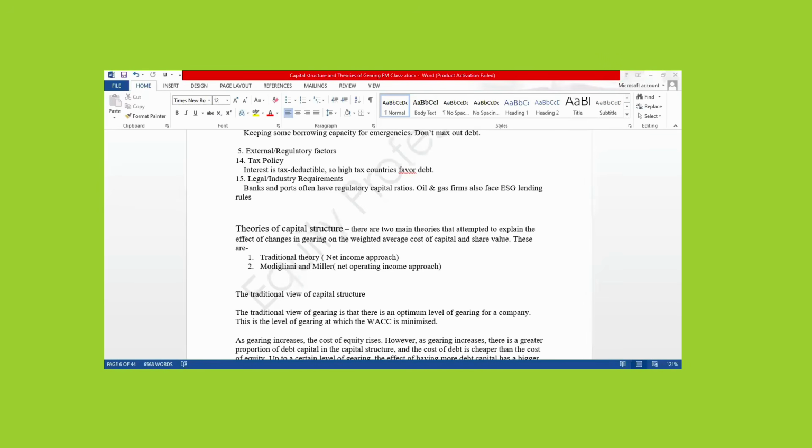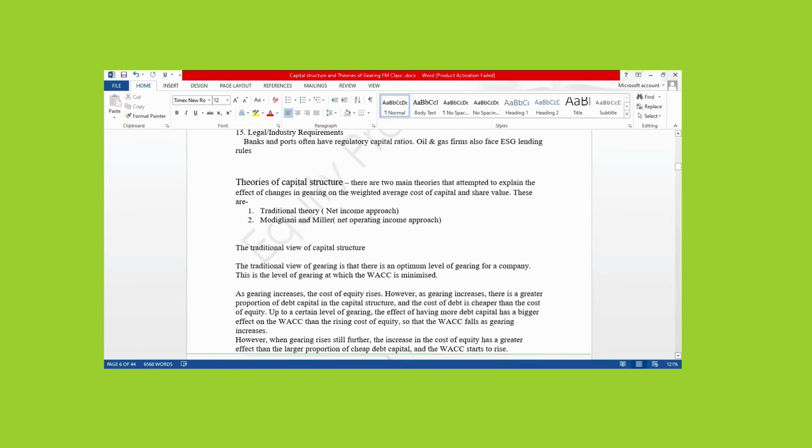if you borrow more money, the cost of equity will rise. Immediately you start borrowing money, the shareholders will demand additional return. Hence, cost of equity will rise. However, the cost of debt will continue to fall. The more you borrow, the more the cost of equity increases and the more the cost of debt falls. In your capital structure, there is a greater proportion of debt capital, and debt capital is cheaper.